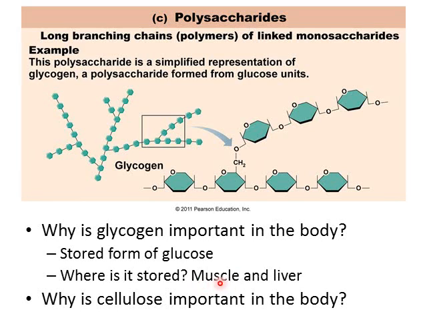We store it either in the muscle, where the majority of it is, skeletal muscle, and then we have some in the liver. The glycogen stored in the liver is responsible for maintaining our blood sugar when we're not eating much, when we're fasting. Cellulose is important in the body because it's fiber.